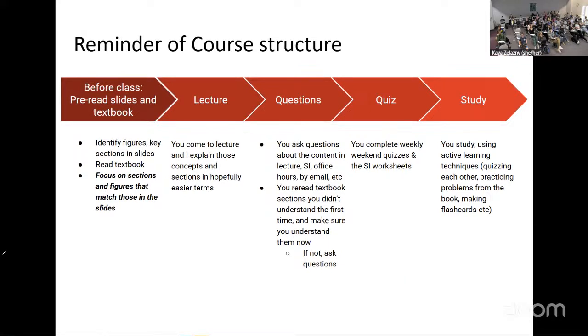Okay. And we are in our study period, so you're studying, and my recommendation to you is that you make sure to focus most on active learning techniques. So you're not just rereading and rewriting stuff that you read and stuff that you wrote. You're working on quizzing each other, quizzing yourself, doing brain dumps on whiteboards, redrawing figures, practicing problems from the book, etc.